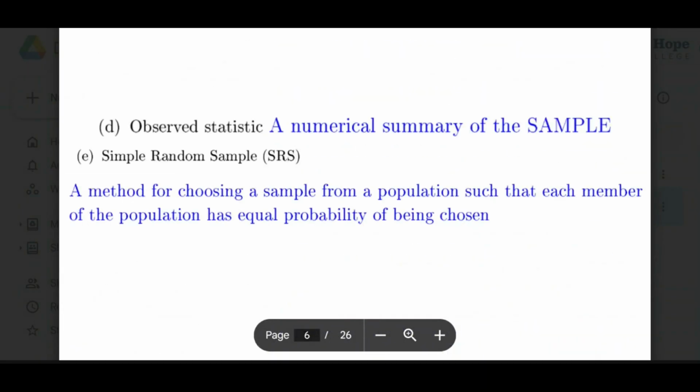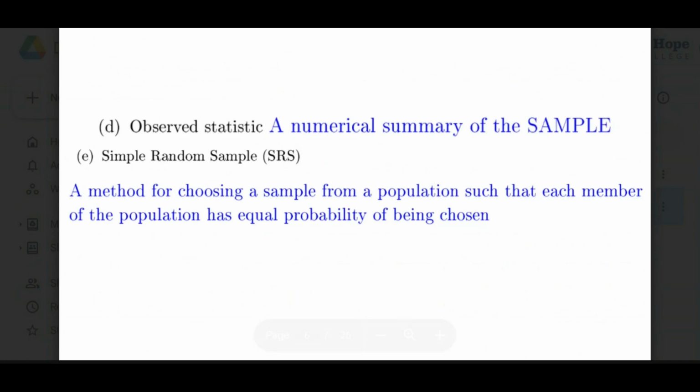So, what actually is a simple random sample? It is a method for choosing a sample from a population so that each member of that population has equal probability of being chosen. Now, there are a lot of words there, but I don't think it's that hard to understand. What makes a sample random is the fact that everyone potentially has the same likelihood of being chosen. Not saying everyone will be chosen, of course. That's not what sampling is. But everyone has the equal likelihood of being selected.